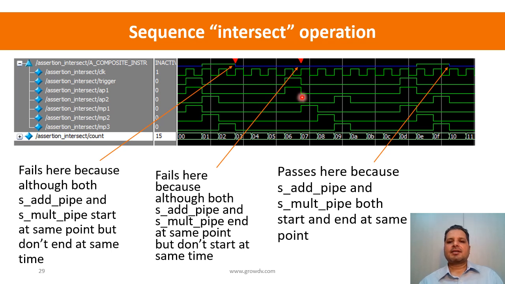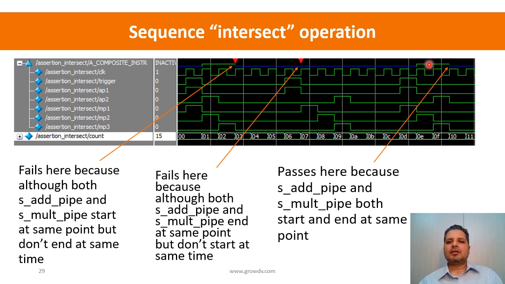Now let's look at a second attempt. We have trigger on this count equal to 6, and the AP1 is asserted in an overlapping fashion at the same point of time. But if we see, the assertion has failed immediately, and that is because the MP1 has showed up 1 clock later. So although we can see the end points of both the sequences are aligning, the start points aren't aligning, and hence the assertion has failed immediately.